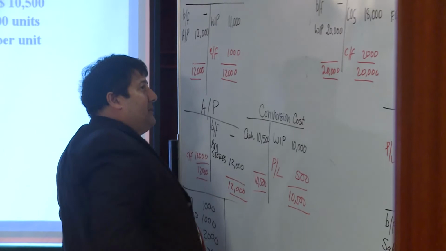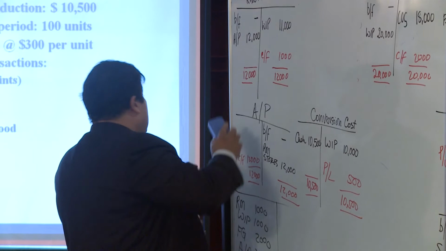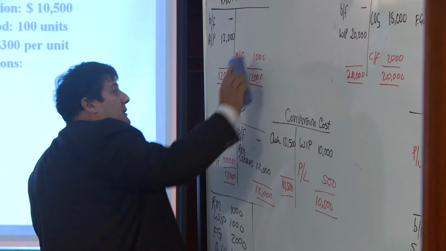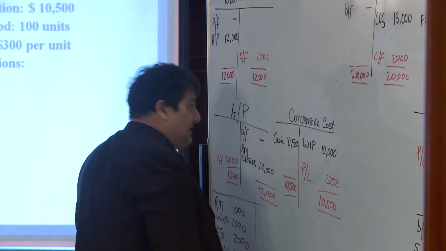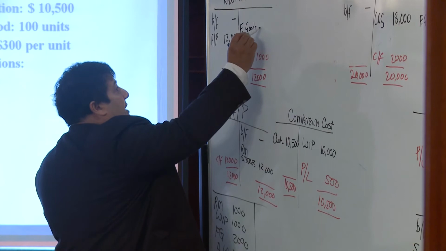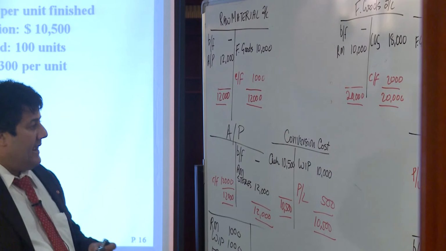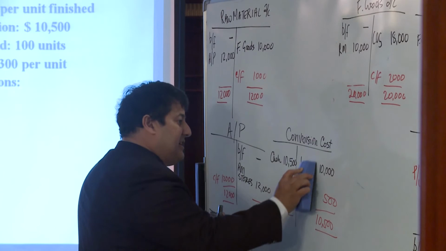So this will be the same, purchase 12,000. But when we are transferring the work in process, we don't record that at all. We are only going to record the amount of materials that we use to finish. So the amount of materials transferred to finished goods would be 100 times 100, 10,000. So from raw materials, you are getting 10,000. And conversion costs, we are already recording only when we finish. So instead of sending to the work in process account, we send to the finished goods account.